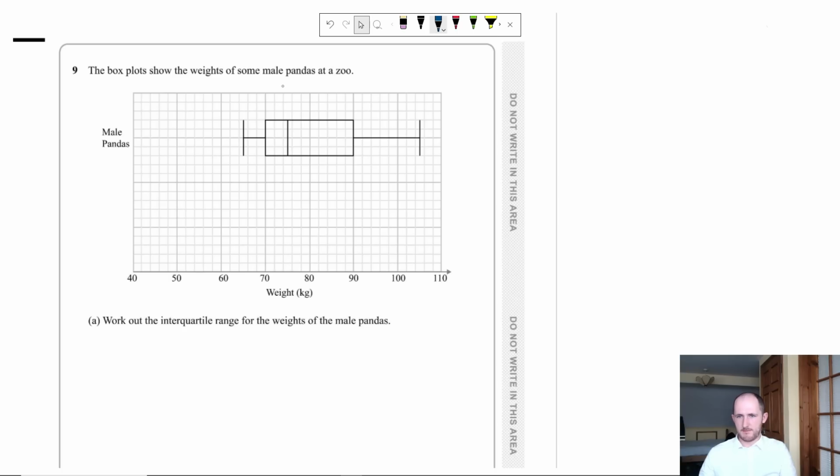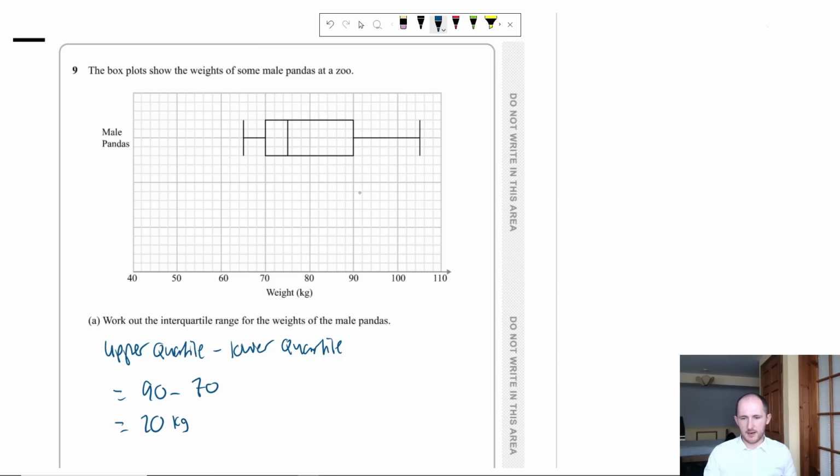A box plot shows the weight of some male pandas at a zoo. It says work out the interquartile range for the weights of the male pandas. So interquartile range just means you do the upper quartile minus the lower quartile. Nice and easy, I hope. We can read it off the box plot because these three parts of the box are the quartiles. This is the lower quartile, this is the upper quartile, and this is the median or middle quartile. So the upper quartile is 90, lower quartile is 70, so the interquartile range is 20 kilograms.